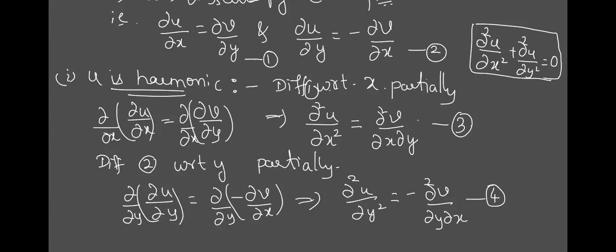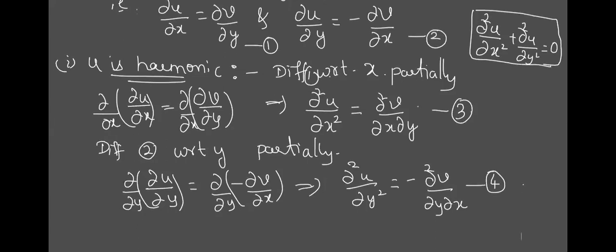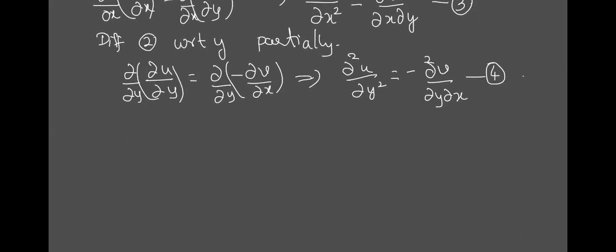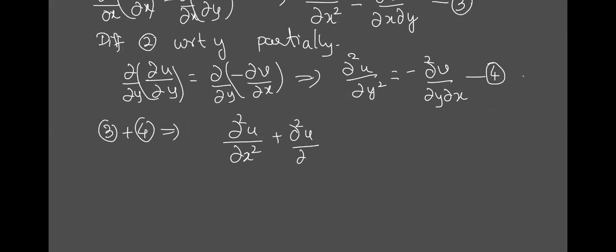Next what? Adding 3 and 4. Yeah, obviously we need to add 3 and 4. Okay, let us do that. Just add equation 3 and 4 and see what you will get. So equation 3 plus equation 4 will give me ∂²u/∂x² plus ∂²u/∂y². As I am adding the LHS parts, I should add the RHS part also.